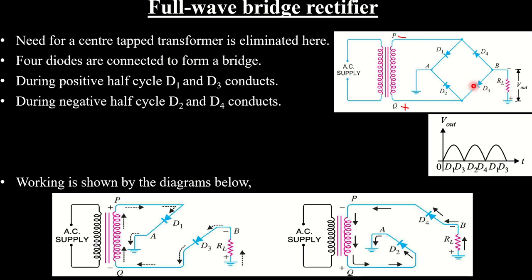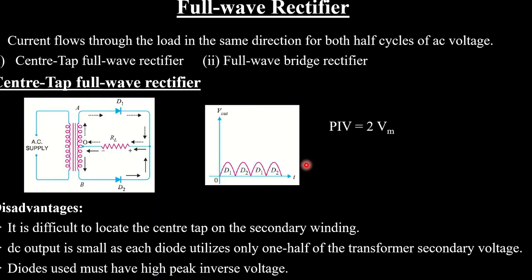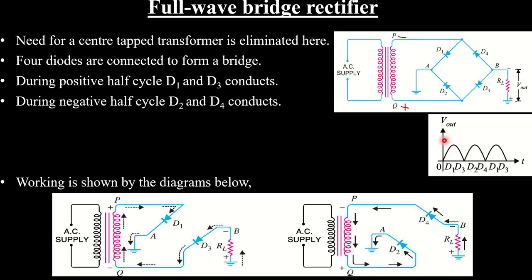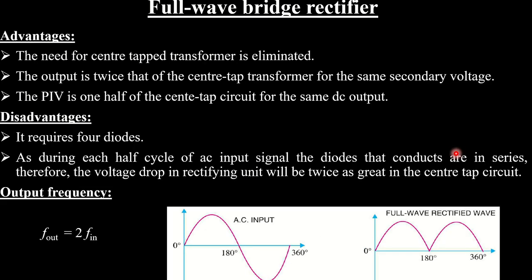In the previous case, in the center tapped one, whatever voltage appears across AB will not appear across RL, but only half of AB, that is the voltage across AO, will appear across RL. So we will get two times the output voltage than that of the center tap rectifier.